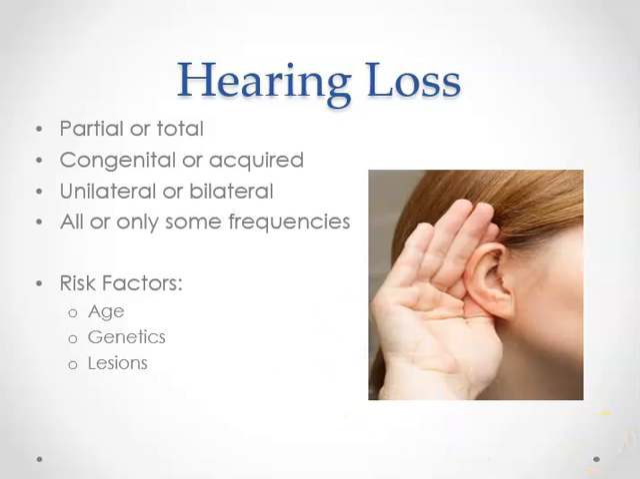With hearing loss, we're looking at partial or total, congenital or acquired. So these patients can be born that way or they can acquire it. A friend of mine has a daughter that's hearing impaired, and she was born with her hearing intact, but medications she was given shortly after her birth made her lose her hearing. So that would be acquired.